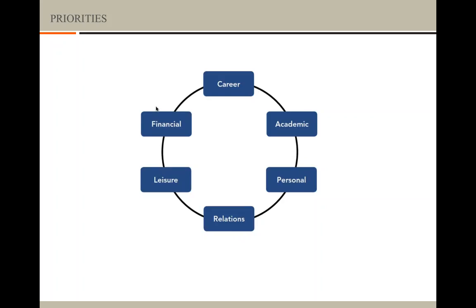So, for example, your career goal could be to become a director when you are 35 years old. Your academic goal would be to achieve an MBA degree. Your personal goal would be to become fit or to lose weight. Your relationship goal could be to find a good partner or to start your family. Your leisure goal could be to visit Australia or to go on a cruise. Your financial goal could be to pay off your car loans or your home loans.